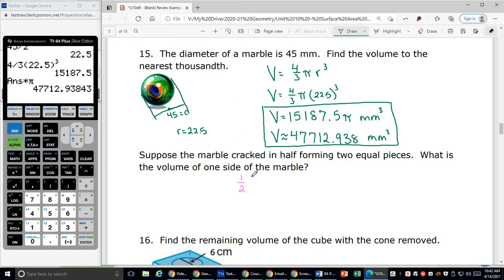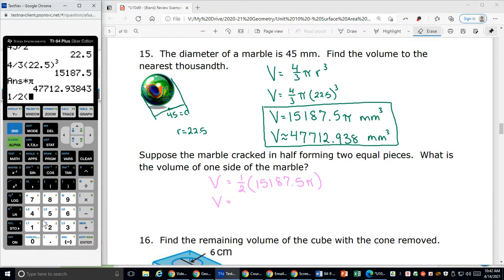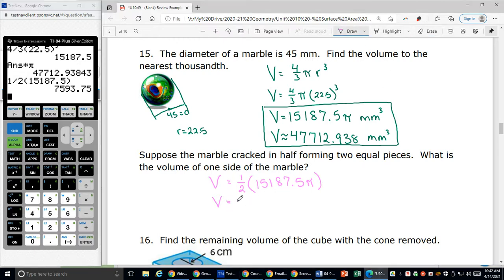So it's going to be half of the 15,187.5 pi is going to be my volume. So volume equals, I'm going to do that in the calculator. 1/2 times the 15,187.5. And if you're worried that that has a rounding, you can always go back and re-enter using your 2/3 and your 22.5 to the third. 7,593.75. That is without the pi.